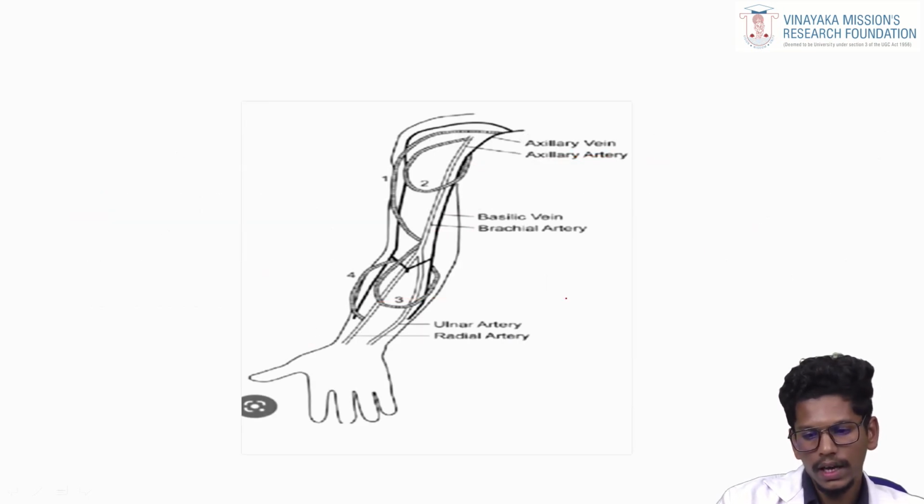So this is the axillary artery, this is the axillary vein, and this is the brachial artery, basilic vein, and this is the radial artery, and this is the ulnar artery.